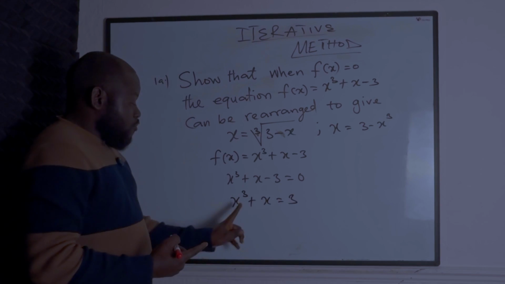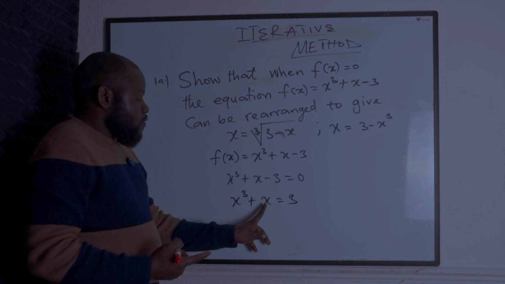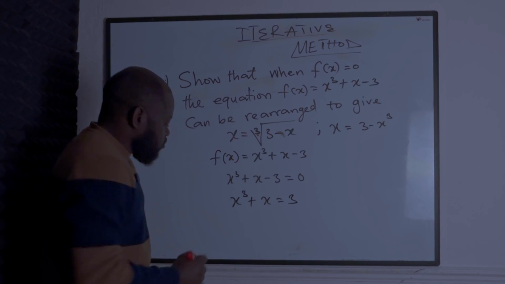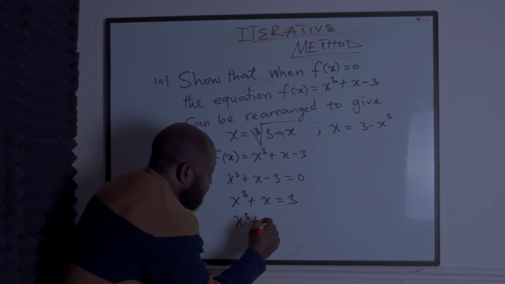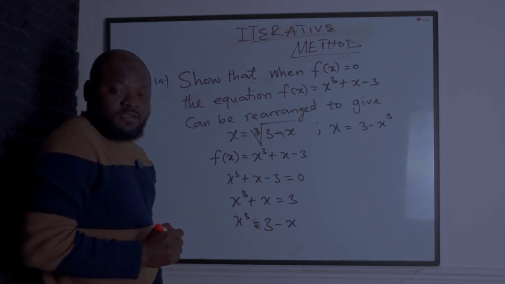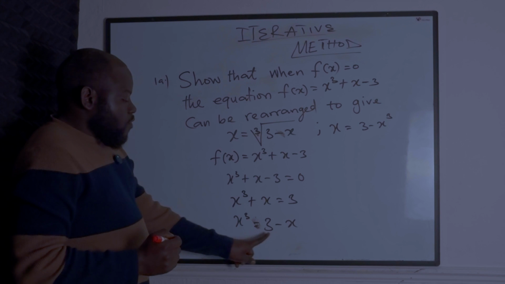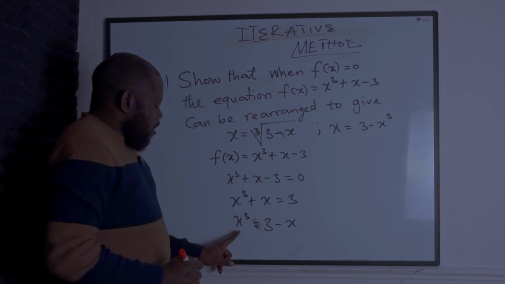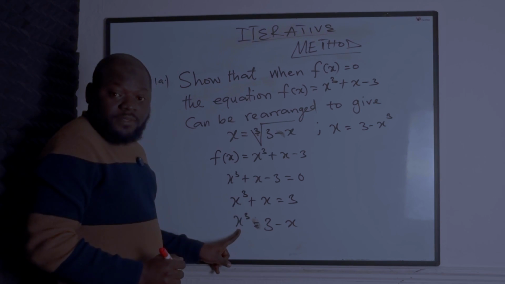So the next thing now, to make x cubed stand on its own, we have to take this x to the other side as well. So we have x cubed equals 3 minus x. Now we have x cubed equals 3 minus x, right? But we want x to stand on its own.